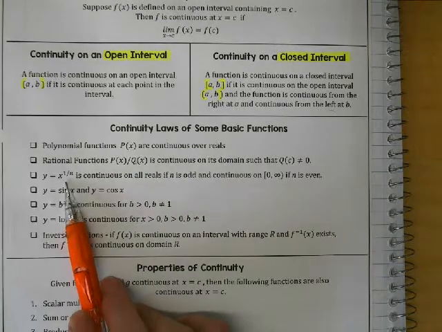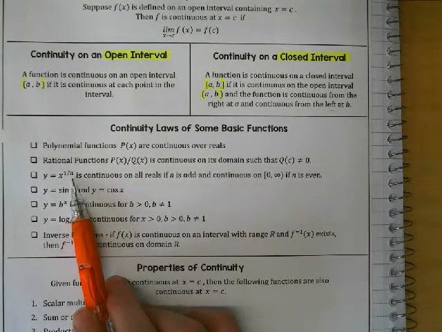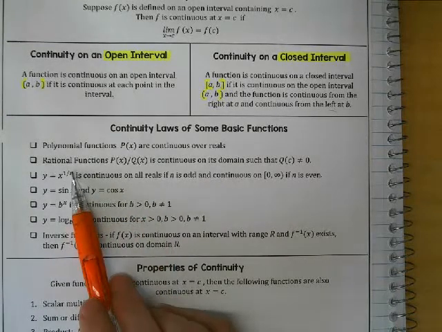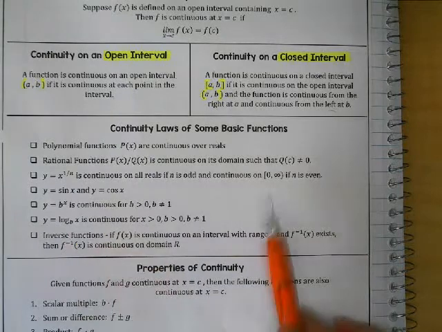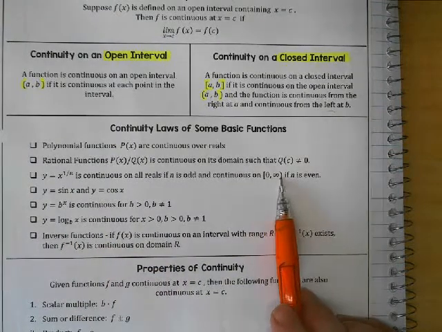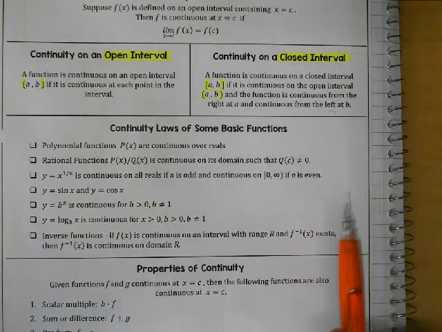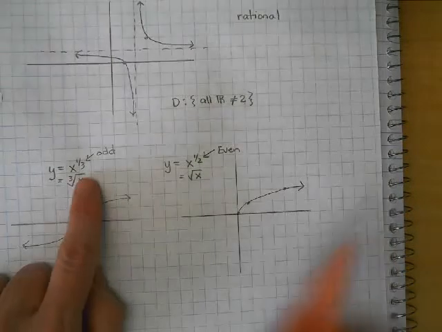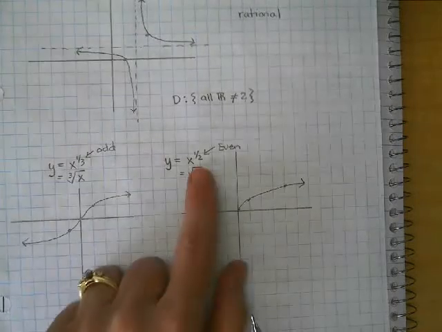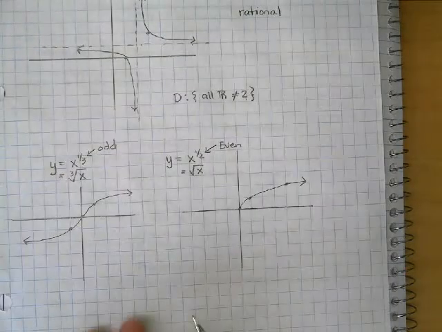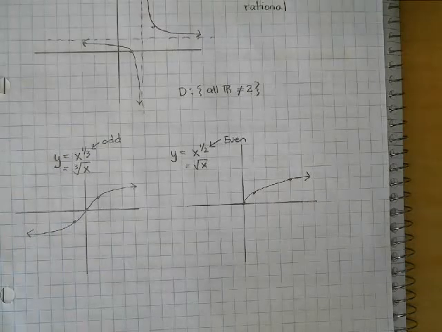Now, if we have x to the 1 over n, that's continuous on all reals if n is odd, and it's continuous from 0 to infinity if n is even. Whew, that seems really scary. No. There's an odd number, there's an even number. So if it's an odd number, like the cube root, you could take the cube root of anything you wanted.